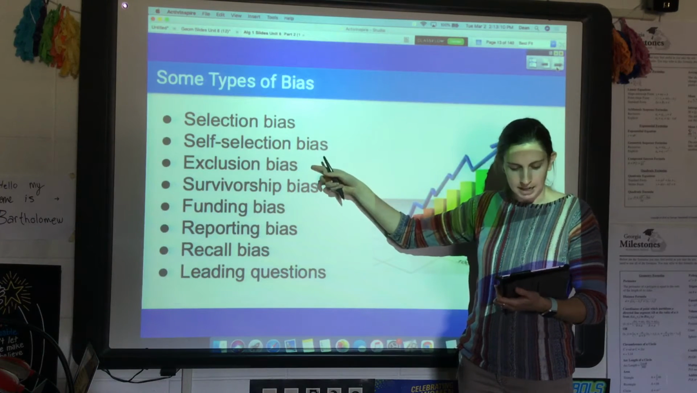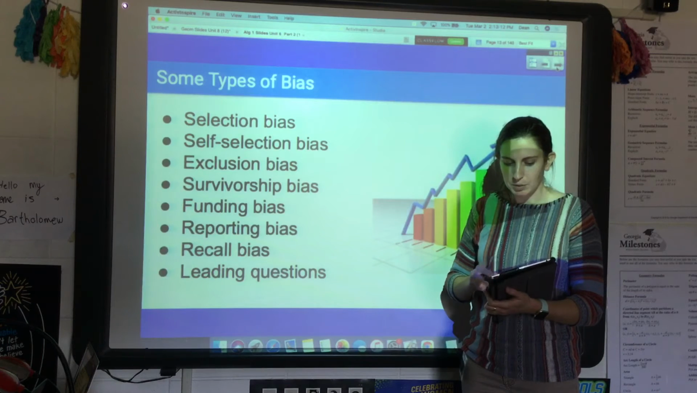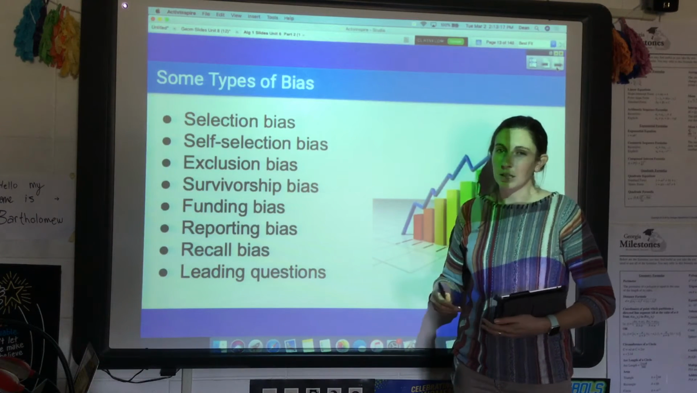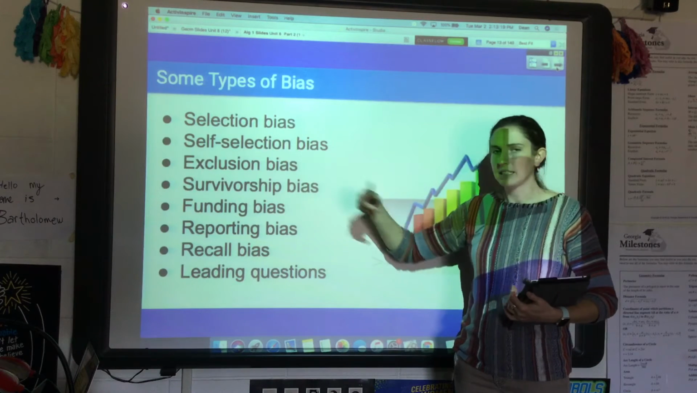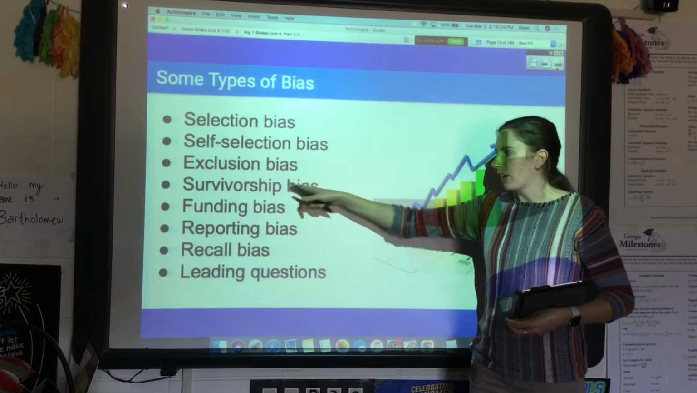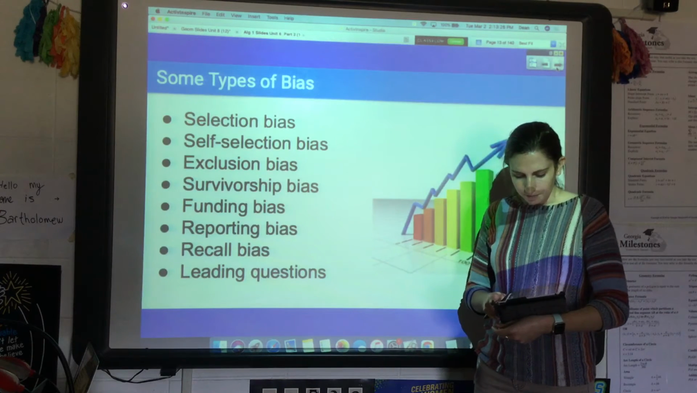All right, exclusion bias. Sometimes people are purposefully excluded from studies. Sometimes it's not on purpose, but oftentimes it is. So if anybody's excluded somehow from a study, that obviously creates bias. Survivorship bias is kind of an interesting one.